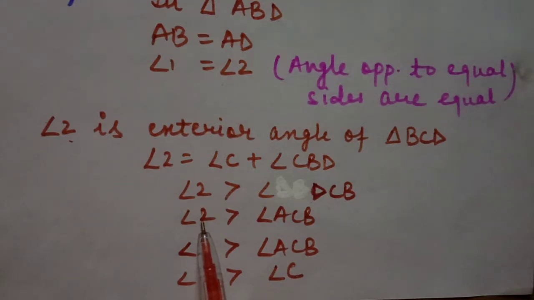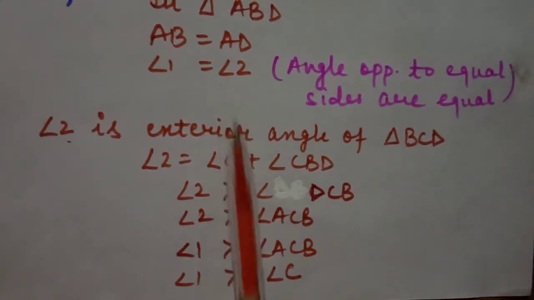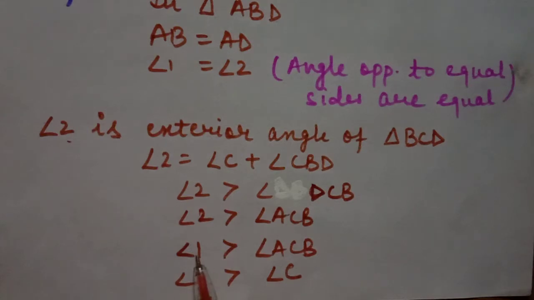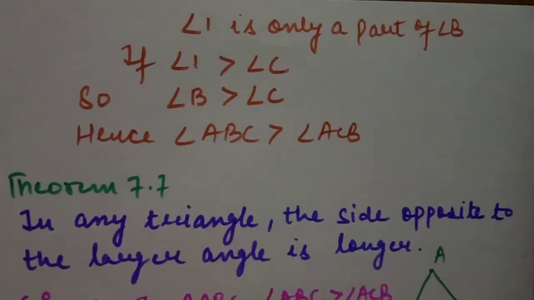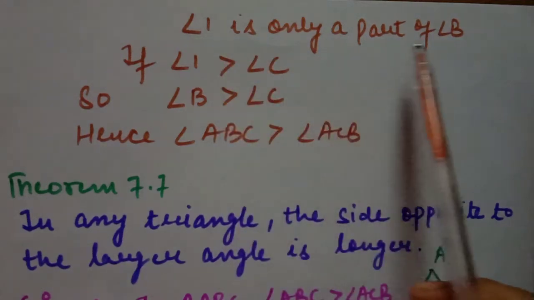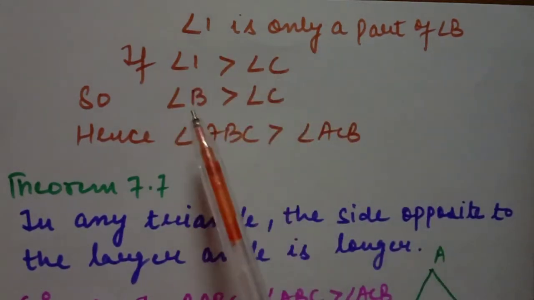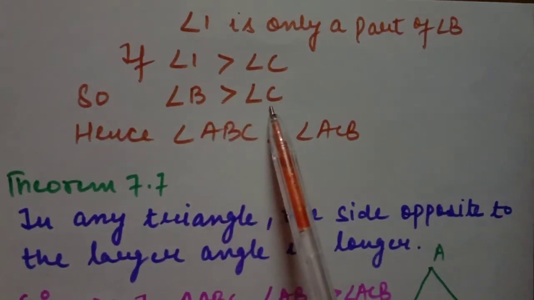Angle 2 and angle 1 are equal to each other. We know it very well. So we replace it. Angle 1 is greater than angle ACB, or we can say that angle 1 is greater than angle C. We only have to prove that angle B is greater than angle C. Now we know it very well that angle 1 is only a part of angle B. If a part is greater than something, then the whole is also definitely greater than that thing. So if angle 1 is greater than angle C, then angle B is also greater than angle C.